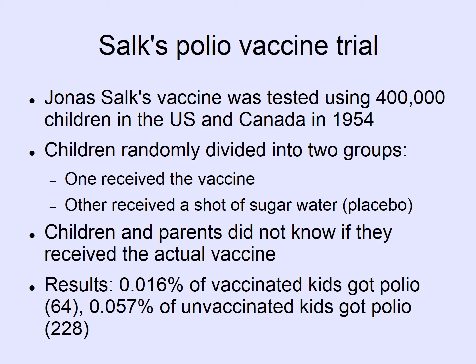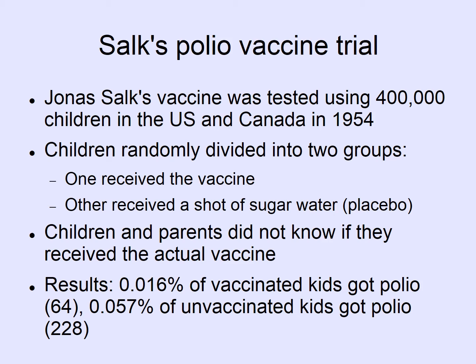So here's Jonas Salk's actual vaccine trial done in the U.S. and Canada in 1954, with over 400,000 children whose parents allowed them to be in the study. They received either the vaccine or a placebo shot, and it was blind to the children and parents. So not double-blind, just single-blind. Here are the results.